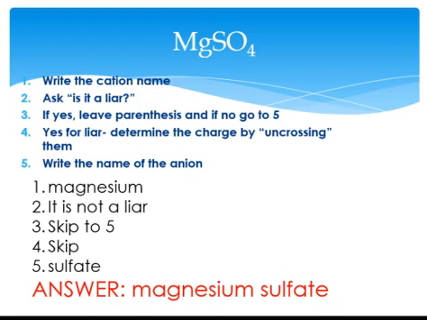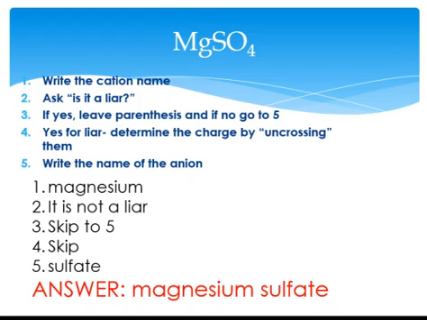Second, you're going to ask, just like we did before, is magnesium a liar? Is it one of the ions that have multiple charges? If it is, you would leave parentheses. If not, you're going to skip down to 5. If it was, the reason that you left parentheses is you have to figure out the charge of it by uncrisscrossing it, and then you're going to name the anion.